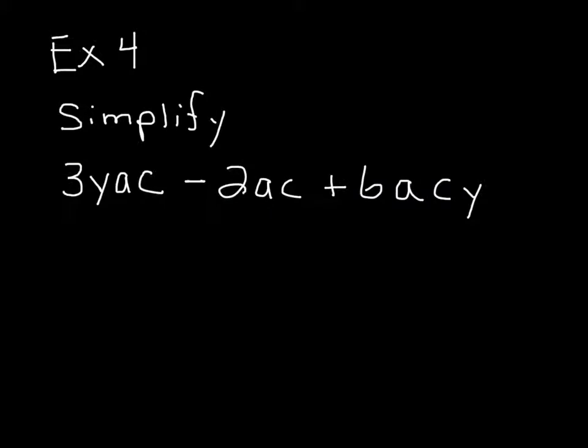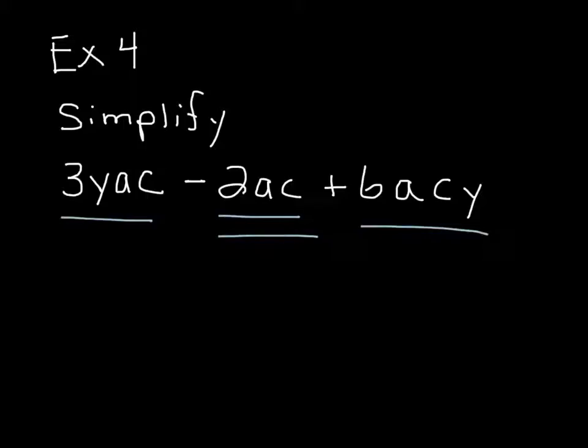All right, example 4, again, simplify by adding like terms. The only way we can simplify this is by combining like terms. So the first thing I'm going to do is identify my like terms. Let's see, I have a YAC. Here I have a YAC. And this one's different because here I just have an AC.